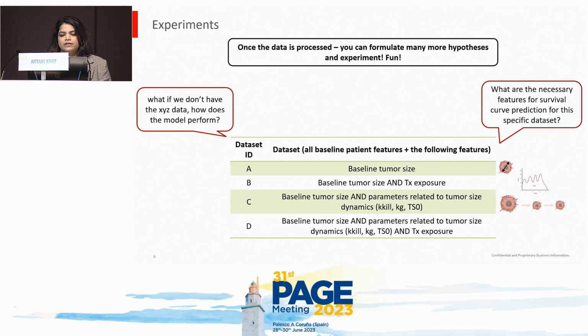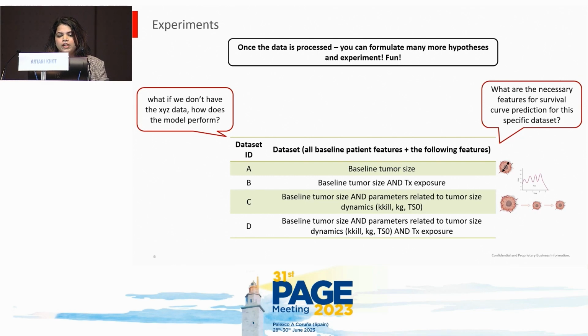So since we had the full data set, we made 4 different subsets of the data set. The first data set had the patient baseline characteristics and only the observed baseline tumor size. The next data set had the patient baseline characteristics, and added to it was the observed baseline tumor size and also the AUC exposure. In the third data set, instead of the AUC exposure, we used the tumor size dynamic parameters that are k-kill, k-growth, and model predicted baseline tumor size, in addition to the observed tumor size. And in our final data set, we had all of these parameters combined.